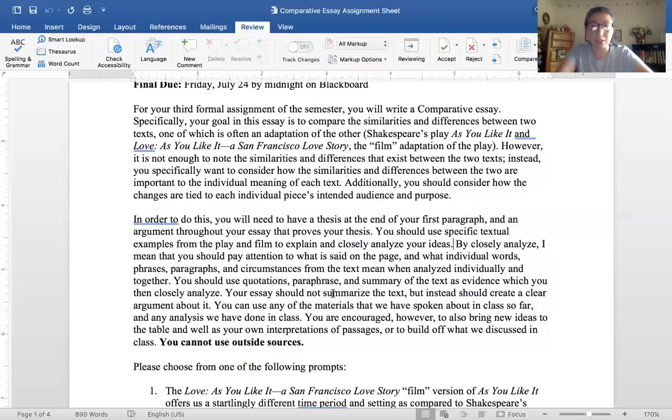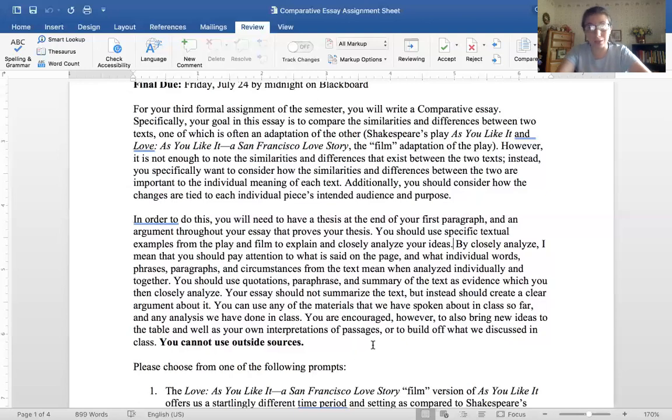Your essay should not summarize the text. Don't just say this is what happens, right? You have to analyze. You can use any of the materials that we've spoken about in class so far and any analysis we've done in class. You are encouraged, however, to also bring new ideas to the table, as well as your own interpretations of passages or to build off what we discussed in class.